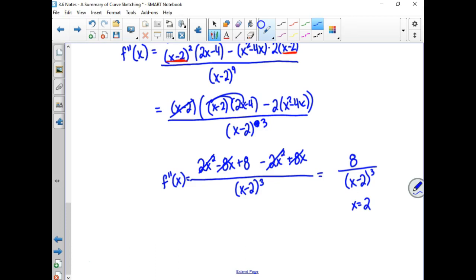Okay, so if we do a sign line, I'm not going to make a chart on this one because 8's always positive, right? I really only care about the sign of the denominator. So if I plug in a number like 0, I will get negative 2 to the 3rd in that denominator, which will give me a negative value. But if I plug in a number like 3, I will get a positive. So it's concave up here and down here.